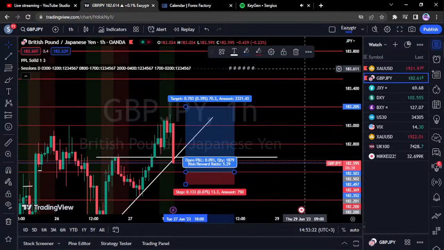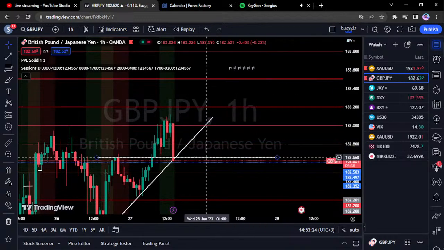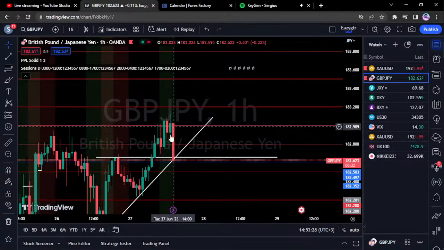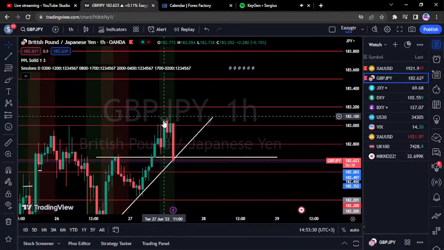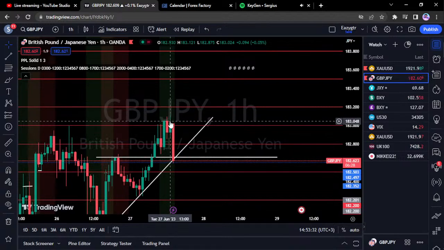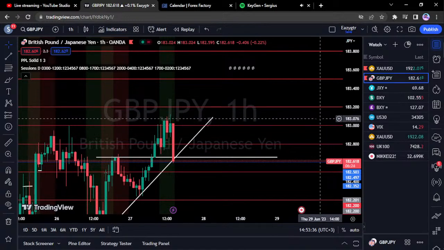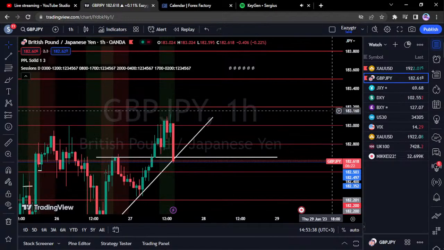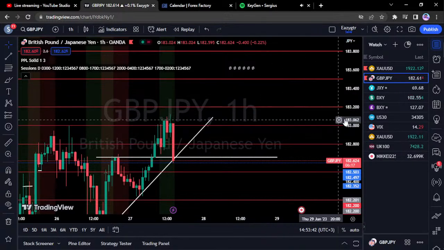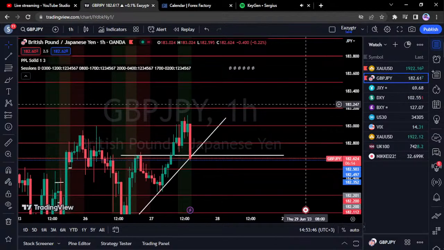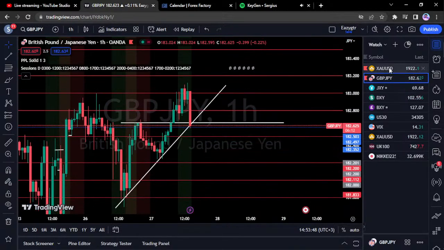Else price could break above 182.800 or 183 flat, but I'm not looking to enter within this range. So I'll most likely wait for a break above 183 flat, 183.200. So that's for JJ, still in buys.